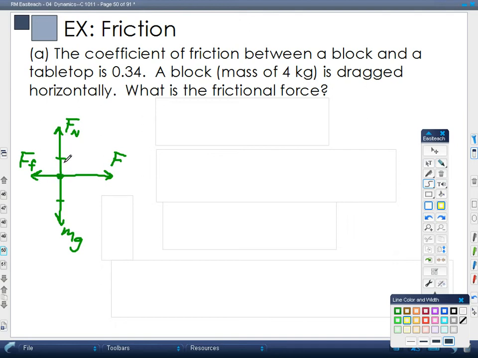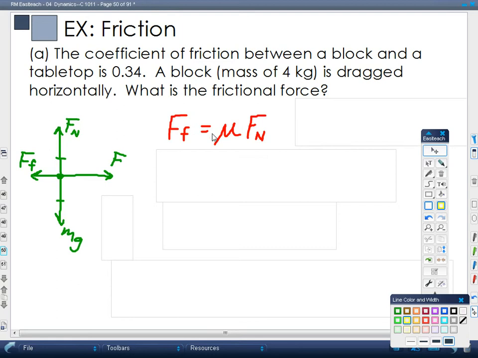Normal force goes perpendicular to the surface. Weight always goes straight down. I know those two are equal, and there's no net force in the vertical. Again, as usual, if anything I'm saying doesn't make sense, you should pause it, rewind it.